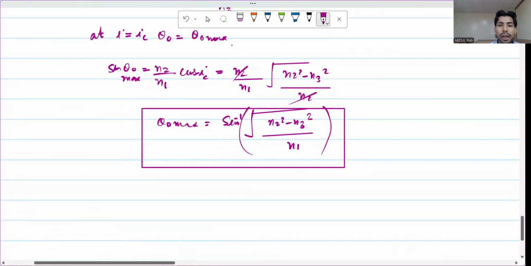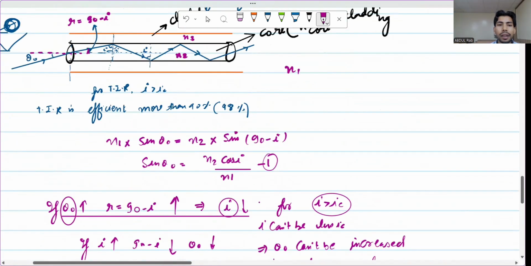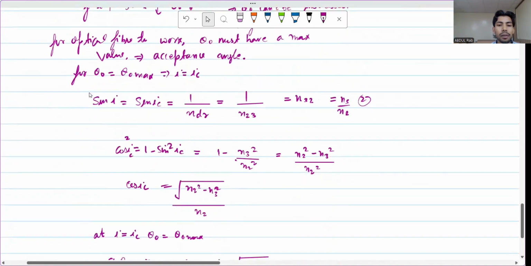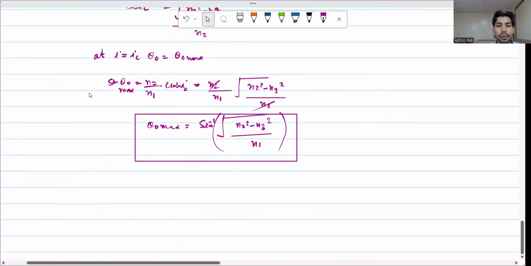So they can ask you direct questions on that. Here I have solved this for optical fiber, but they may give a rod here and ask for what value of theta naught this light ray is always undergoing TIR. That maximum value of theta naught is nothing but this one. Got it?